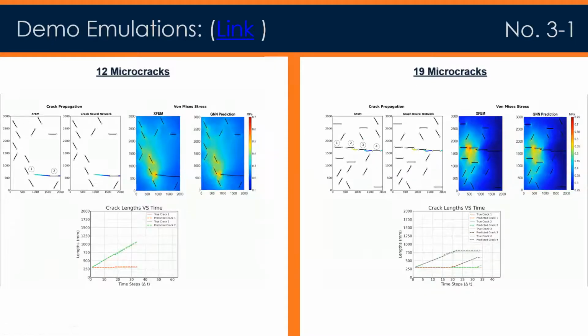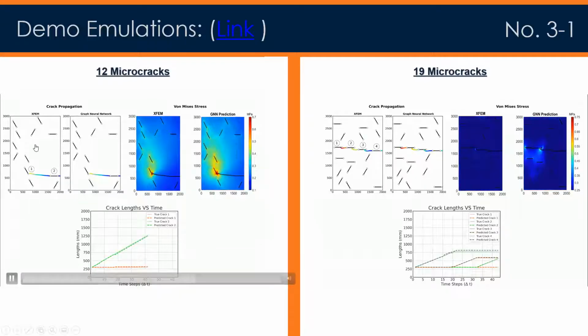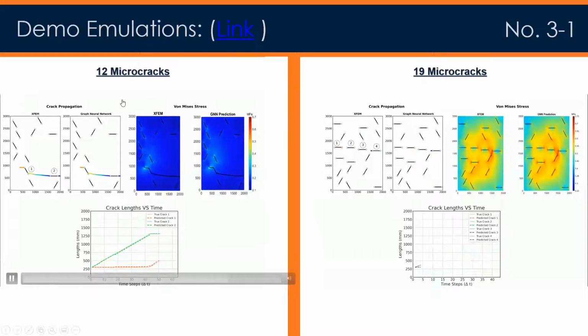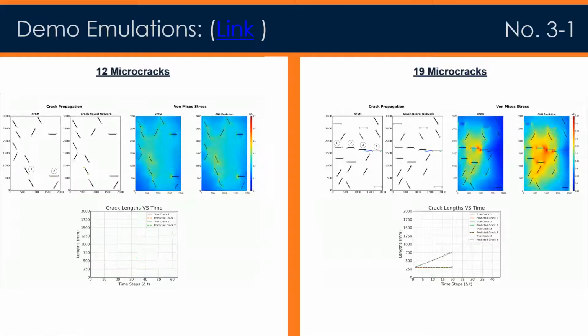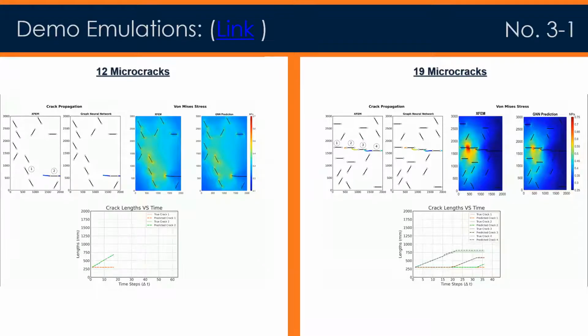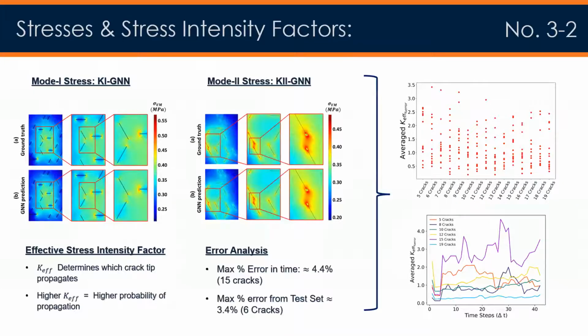The main takeaway here is that if we compare the extended finite element method to the graph neural network results, qualitatively, they seem identical. So the predictions are quite accurate. But now I'll move on and I'll show you some quantitative results.